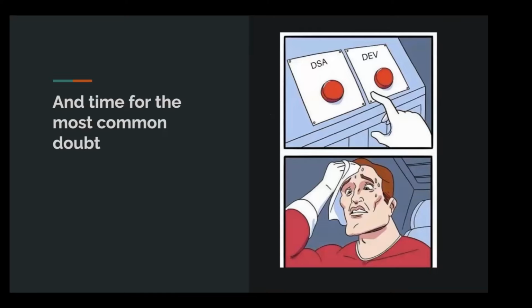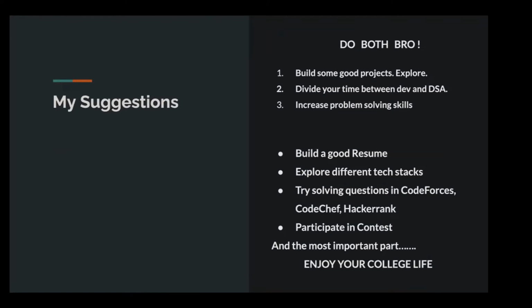Now you have done Google Summer of Code, you have done everything. Now your only question is, Bhaiya, I want a job, right? This will be a short time. I want a job. What to do? At that time, you will be confused about what to do, DSA or dev. That is the most common doubt I have been asked. So what to do? My solution is to do both. Yes, do both. You have to keep a balance between dev and DSA. Build some good projects, explore, divide your time. That is the key.